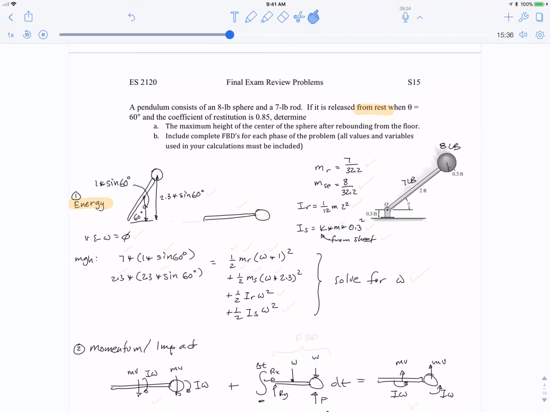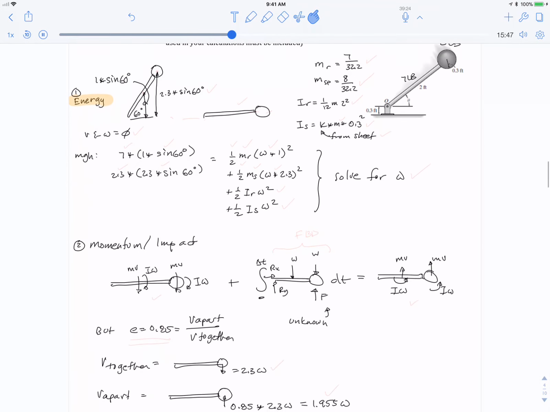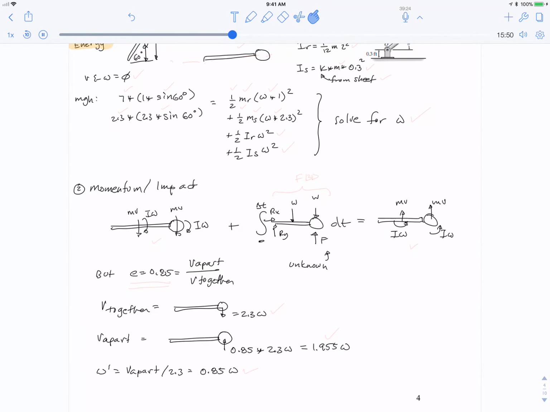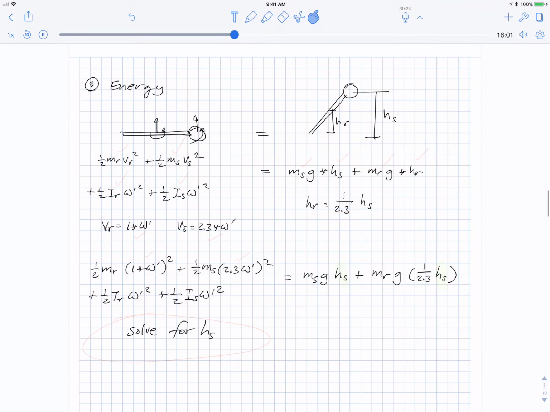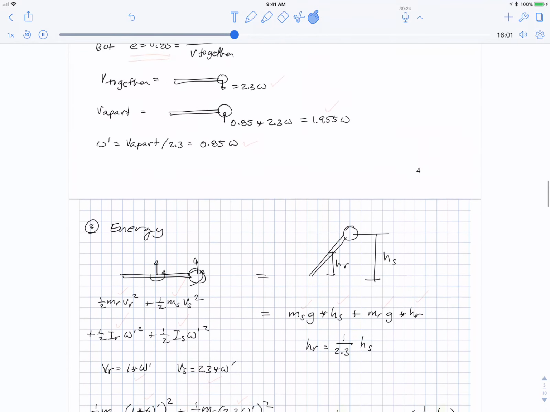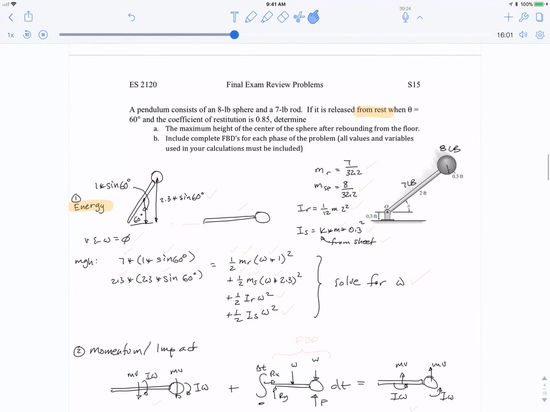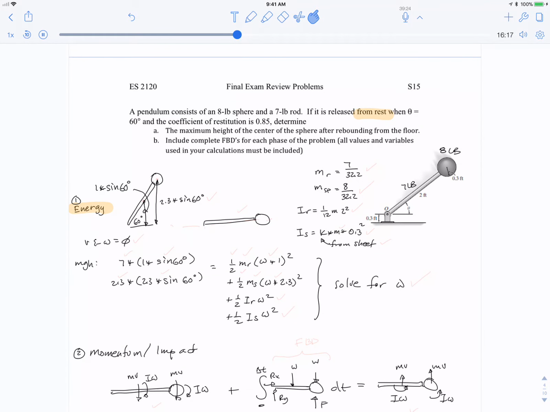So from the ball being at 60 degrees down to when it's horizontal just before it impacts, that's a conservation of energy problem. And then from just before it hits while it's going down until just after it hits when it's going up, that's a conservation of momentum problem with some impulse and also this coefficient of restitution impact. And once you have the velocity going up, you can figure out how high it goes by using energy again. So it's energy, momentum, and then energy. It's 3 problems in one, so let's go over this.